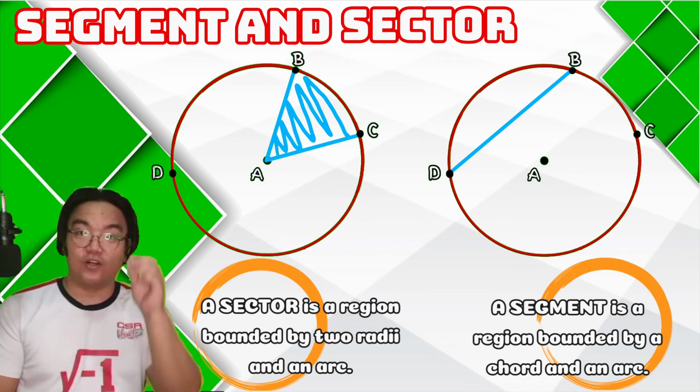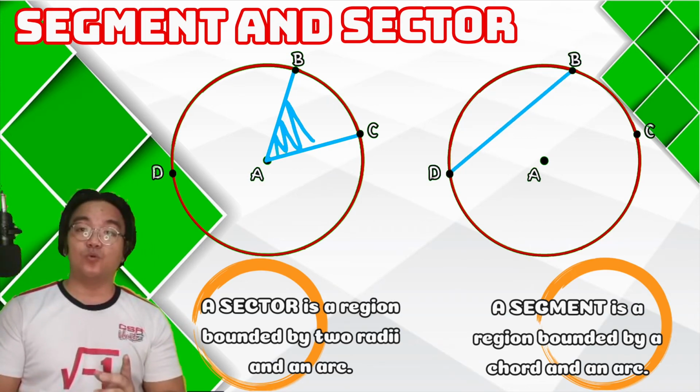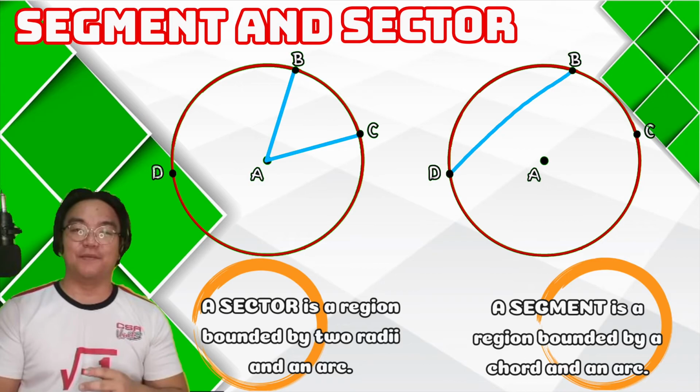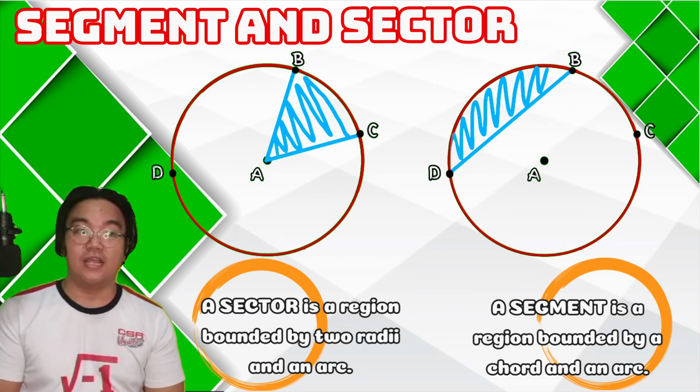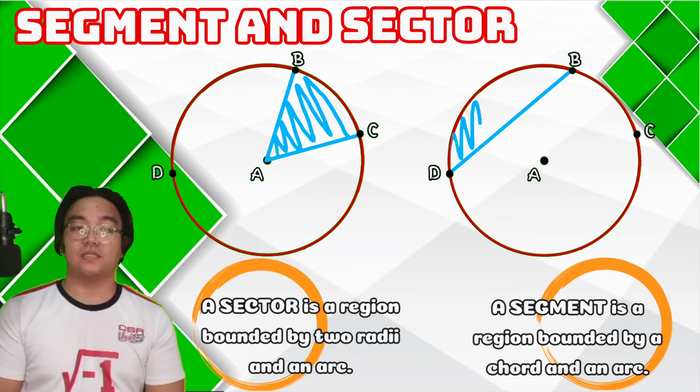Segment and sector of a circle. There are 2 main slices of a circle. The pizza slice is called the sector, and the segment is the part which is cut from the circle by a chord.